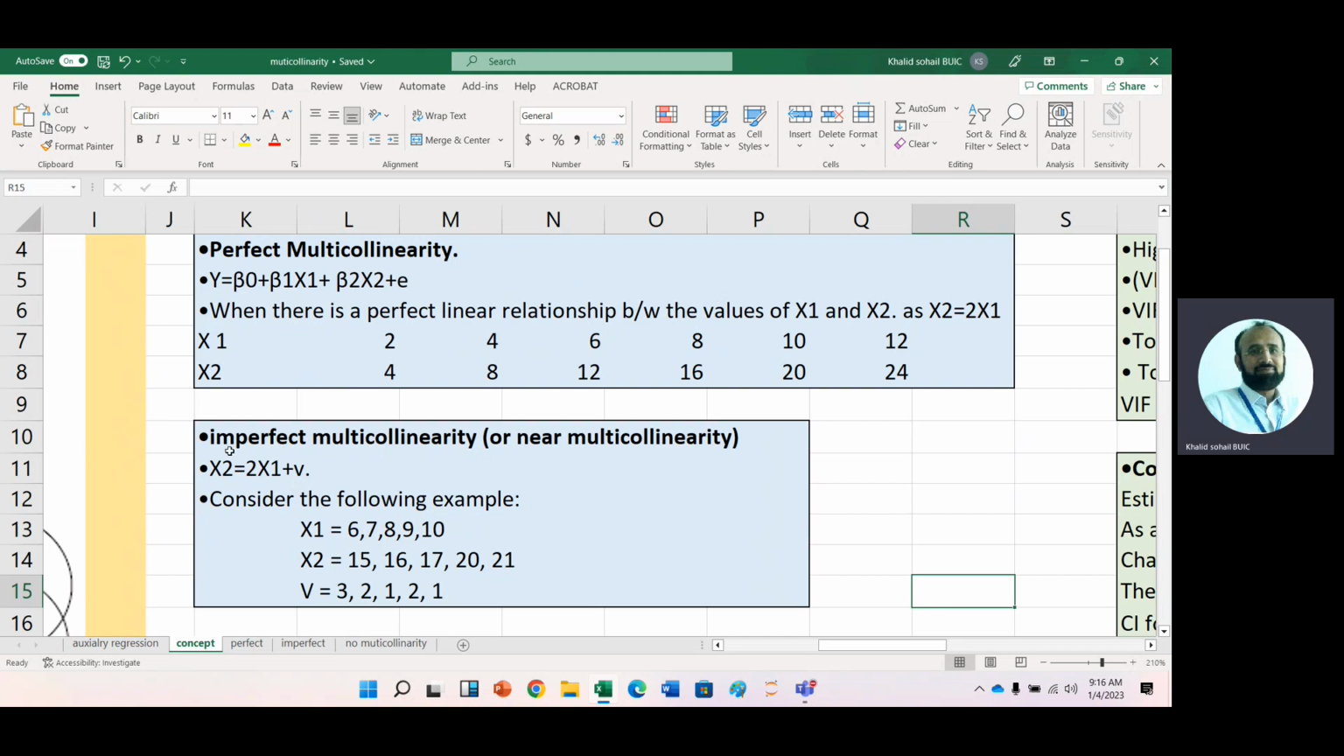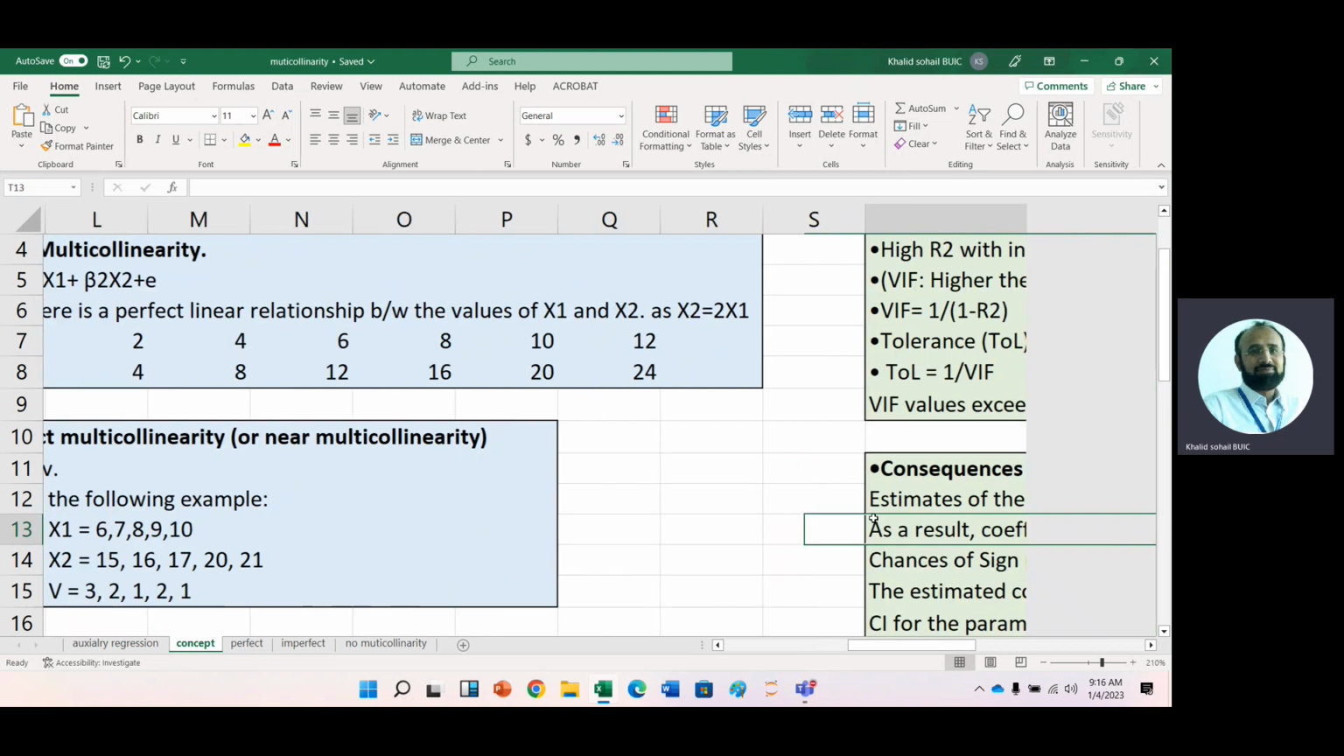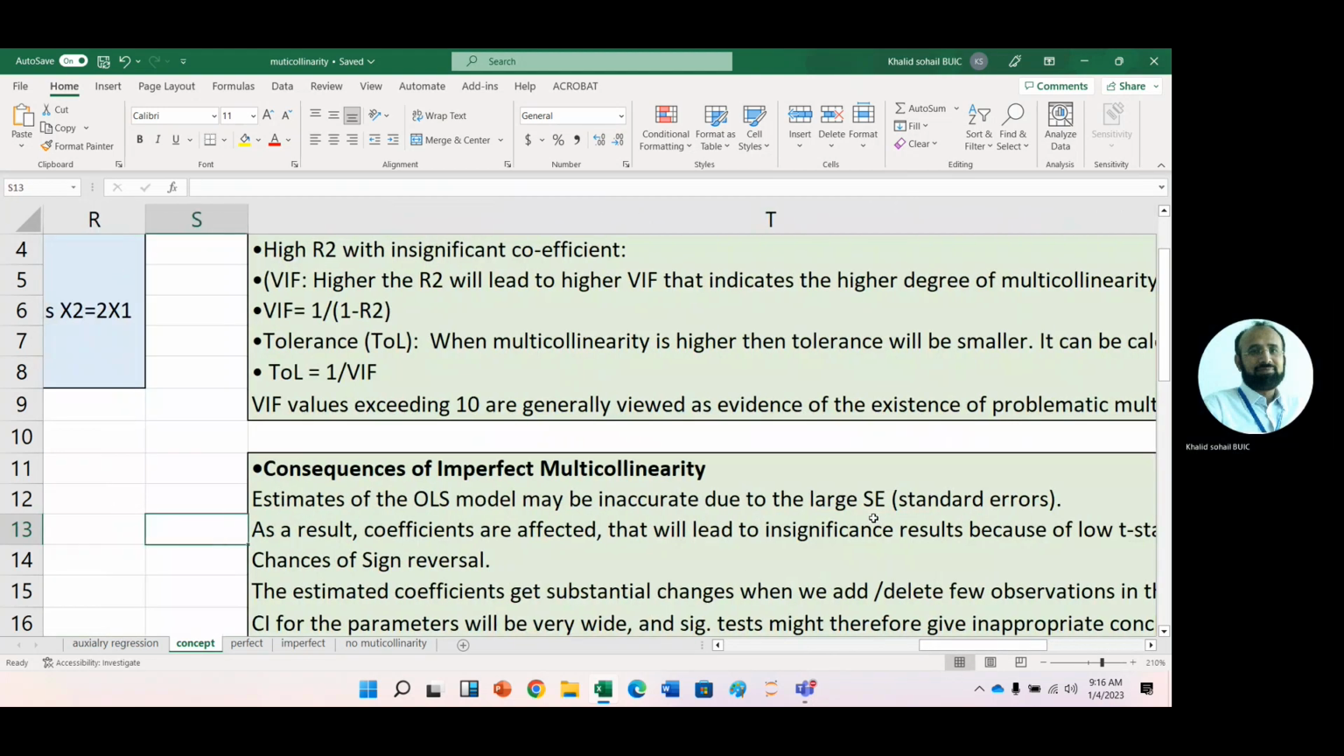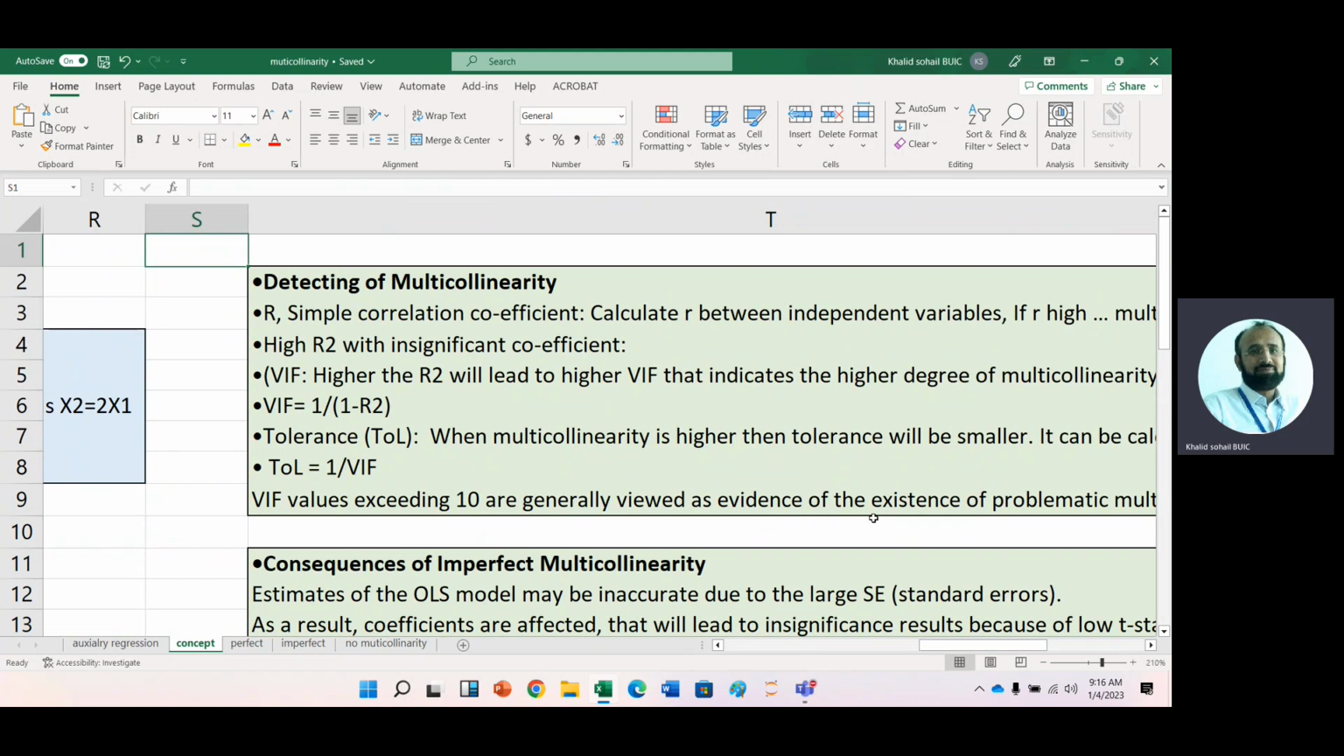Now, the second case is imperfect multicollinearity. In imperfect multicollinearity, or near multicollinearity, we have again two series, and the second series is basically a multiple of the first series plus some other value, like 6 twos are 12, we add 3, it becomes 15, and so on. So in the classical linear regression model, we will have to take care of this irregularity, that is, multicollinearity.